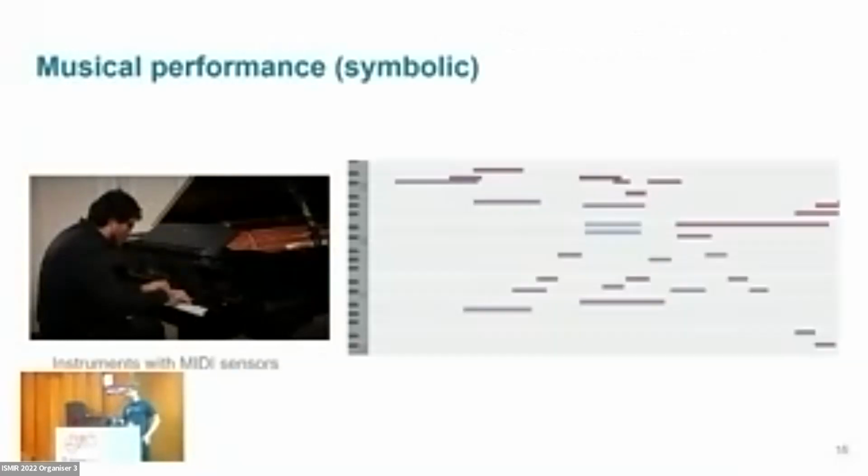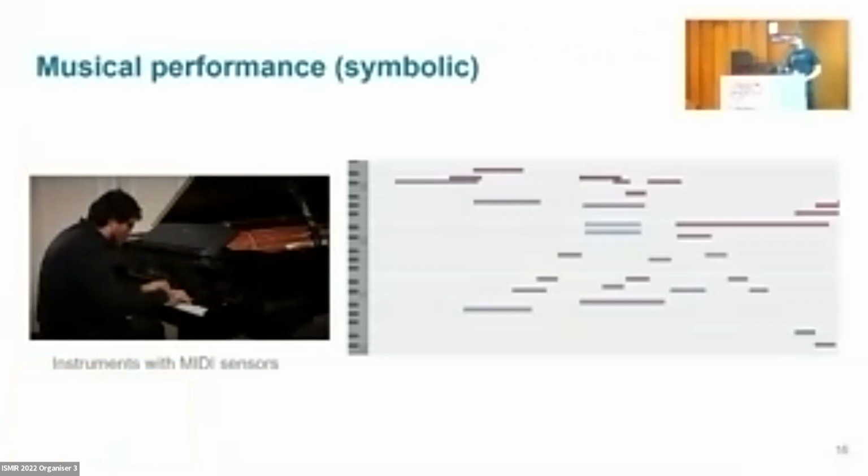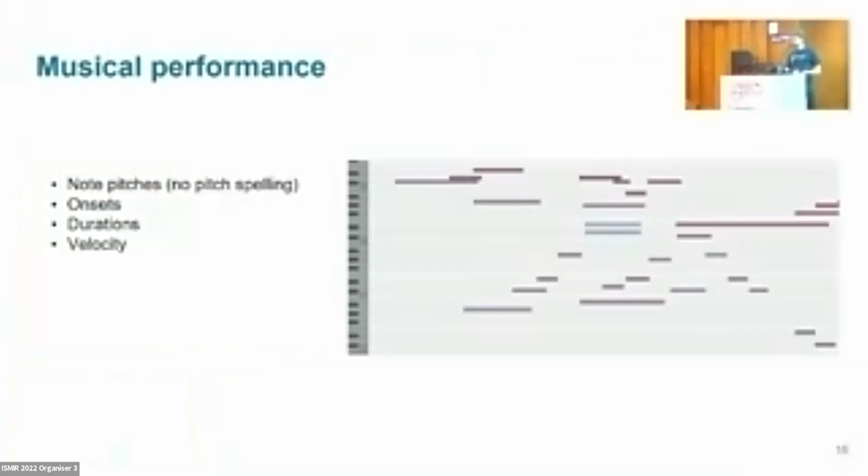The second is what we call musical performance. So if the musical score is created by someone typing notes on the computer, the musical performance is created usually by someone playing an instrument. A musical performance can be represented like this. This is a representation called piano roll. You will see that more in detail in the later sessions. But that is very useful to visualize what kind of information is contained in the musical performance.